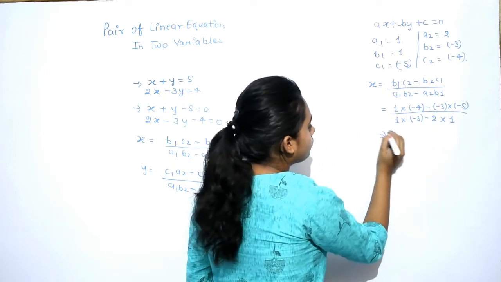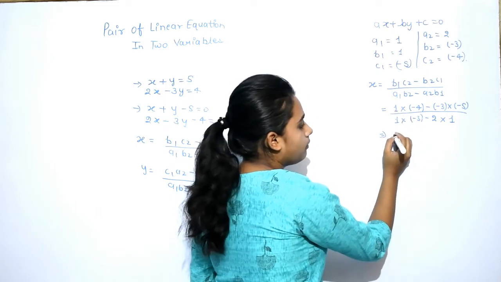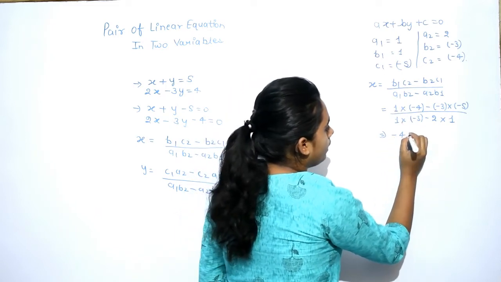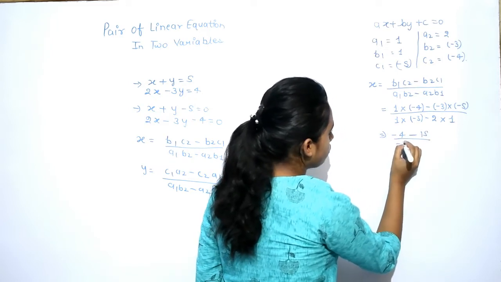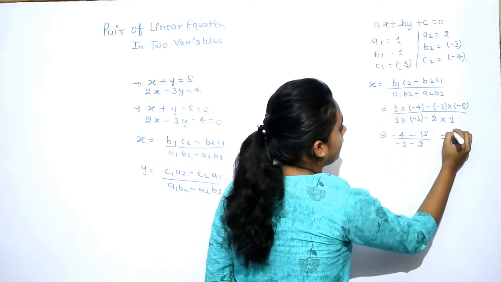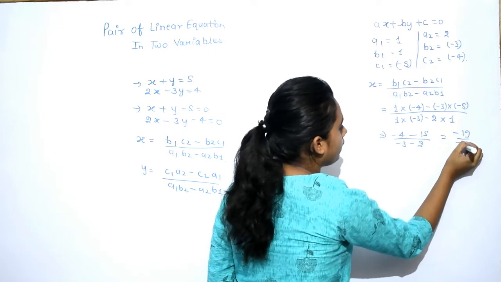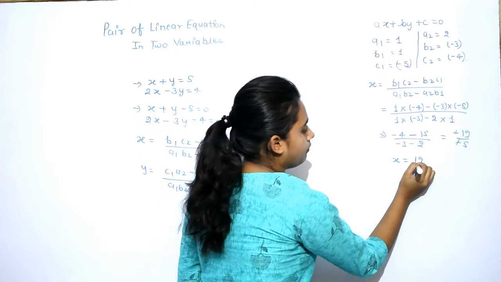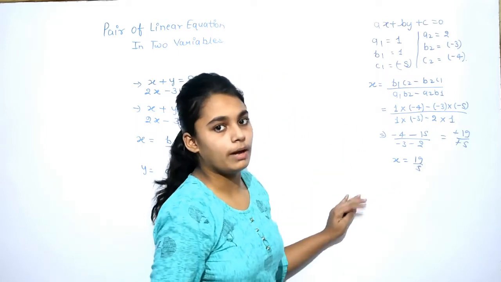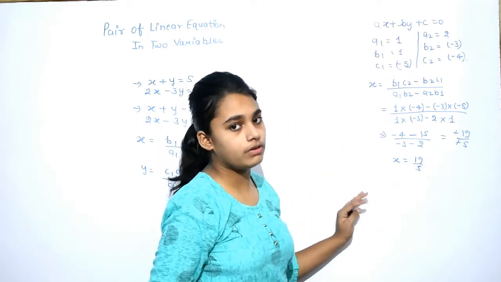Now 1 into minus 4 will be minus 4, and here minus 15, upon minus 3 minus 2. So we are getting minus 19 upon minus 5. So the value of x is 19 upon 5, we get by this formula. And it is easy to find the value of y also.